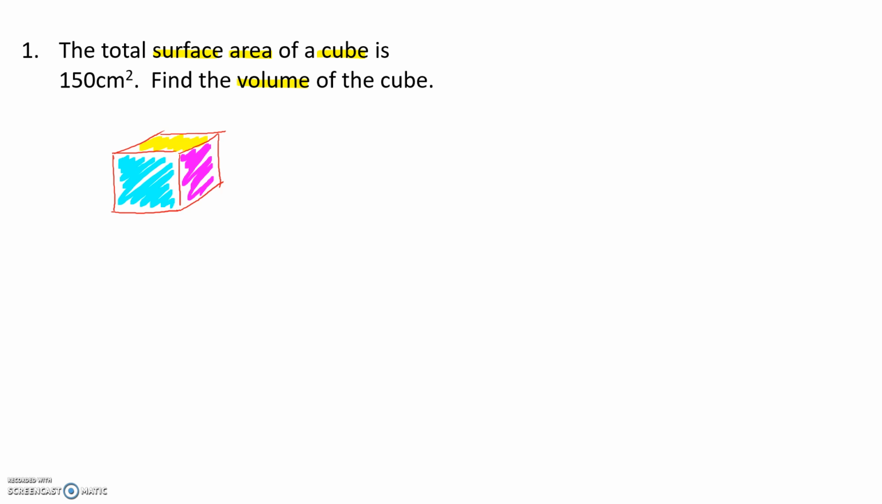So maybe we could work out the area of one of those faces. We can do that because we know that 150 square centimetres is the total surface area. That's all of those 6 faces' areas added up. So if we divide by 6, that should tell us the area of one of those faces. So what do we get? 150 divided by 6. Maybe we could divide by 3, that gives us 50, then divide by 2. I think that's 25 square centimetres. Okay, so we know the area of one face is 25 square centimetres.